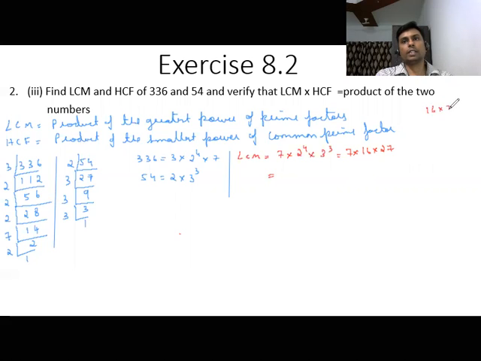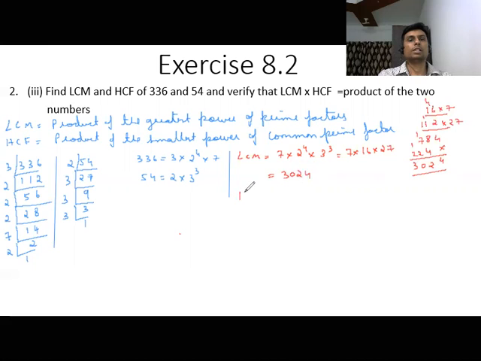Start multiplying them. 16 into 7. 7 sixes are 42. 7 ones are 7 plus 4, 11. So 112 into 27. 7 twos are 14, carry over 1. 7 ones are 7, 8. 7 times 4 is 28, 28 plus 4, 32... carry over, this is 10, 3024. This is the LCM.